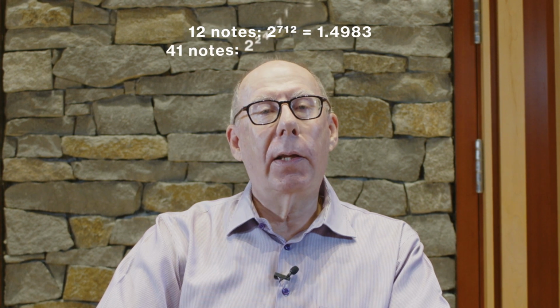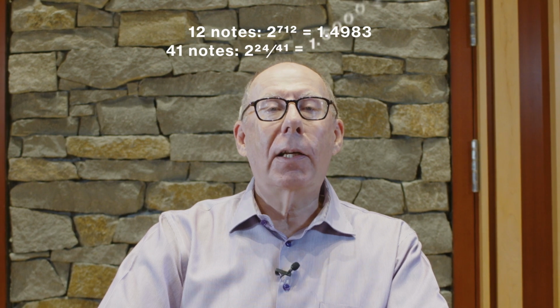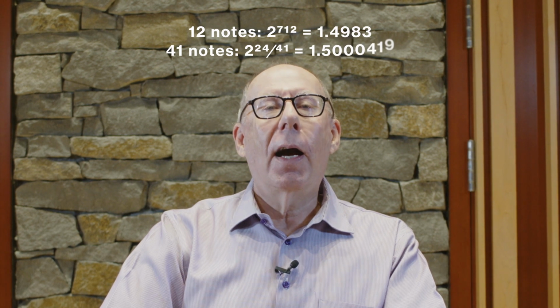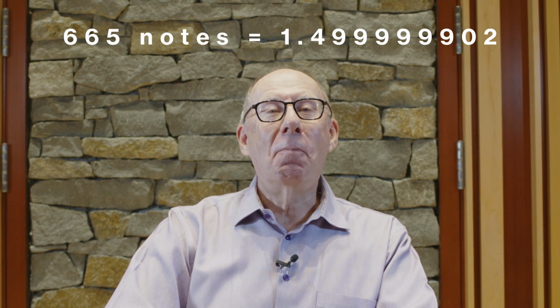With 12 notes, 2 to the 7/12 is 1.4983. With 41 notes, 2 to the 24/41 power is 1.5000419. So close to 1.5. An imperceptible improvement, though. And if you're curious, a 665-note octave with a fifth at the 339th note would give a ratio of 1.499999902. Very close to 1.5. But that's why we stop at 12 notes in an octave. It's the best compromise, but it's still a compromise.